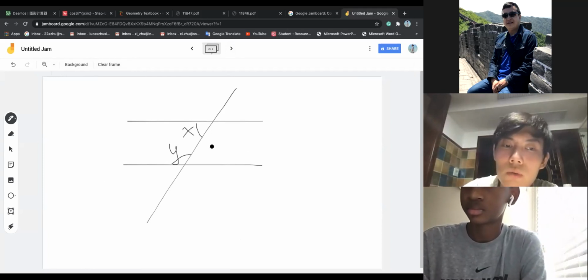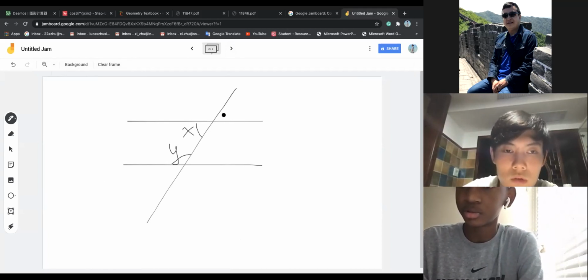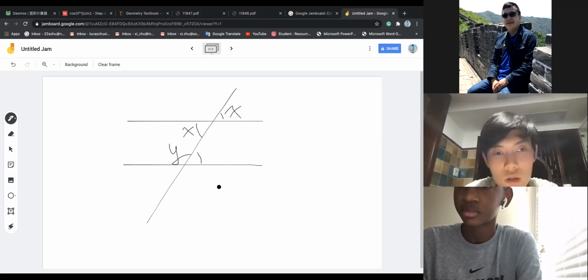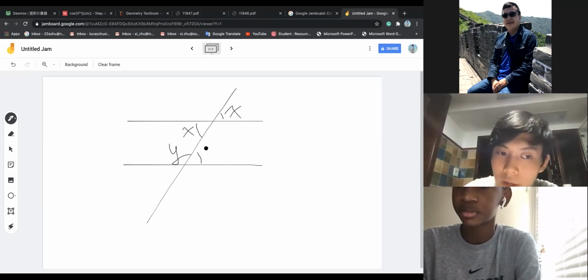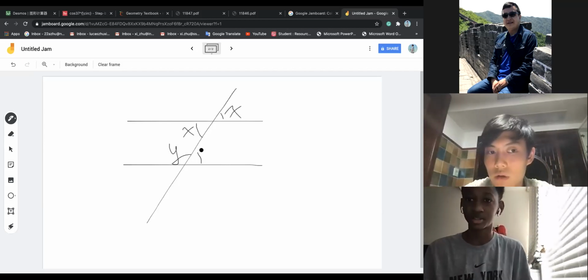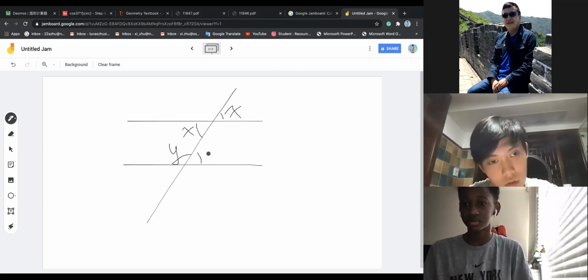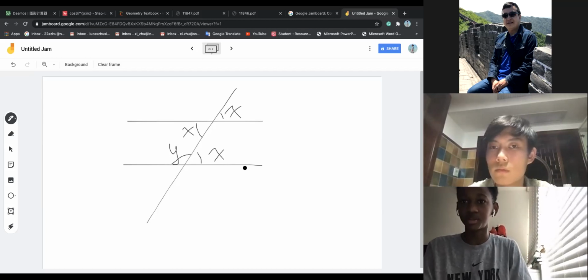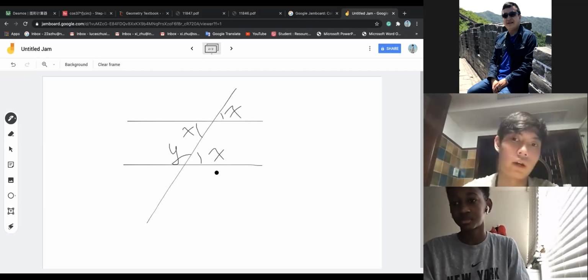What do you know about this measurement over here? It's congruent to angle X. It is also angle X, right? What about this one? It's also angle X. It can also be angle X, right? See? What do they add up to? 180. That's how you prove it, right?